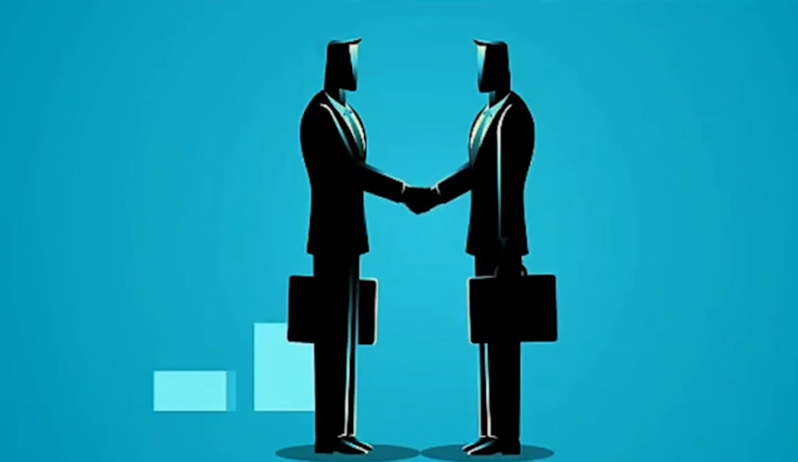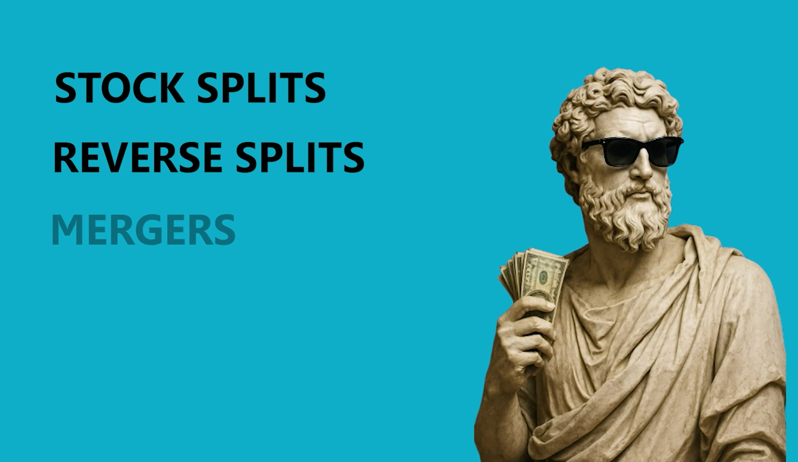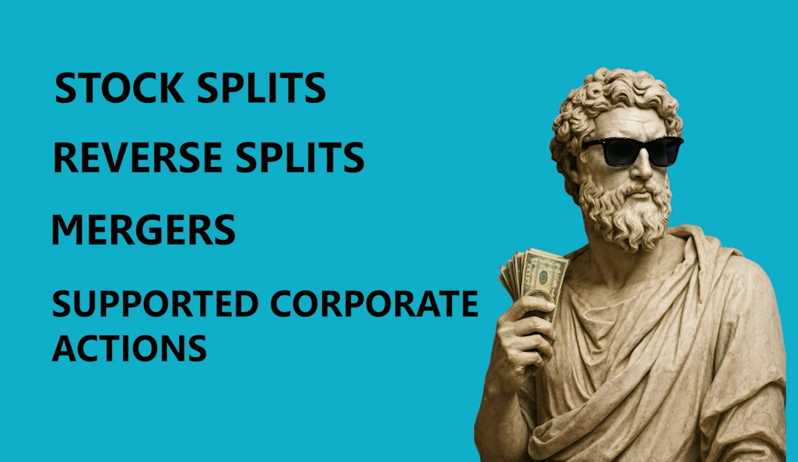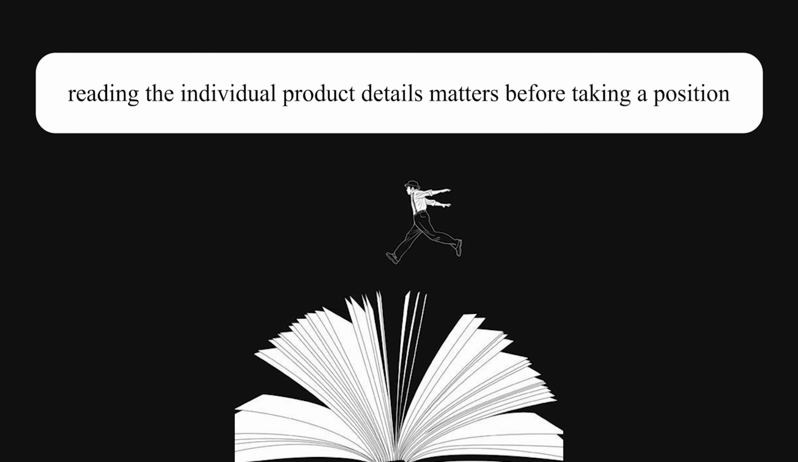Corporate actions can also matter. Things like stock splits, reverse splits, mergers, or other supported corporate actions may be reflected according to the product specific rules. But don't assume every event is handled identically, and this is why reading individual product rules matters before taking a position. And this is where the concept starts going beyond simply buying and selling stock linked tokens.